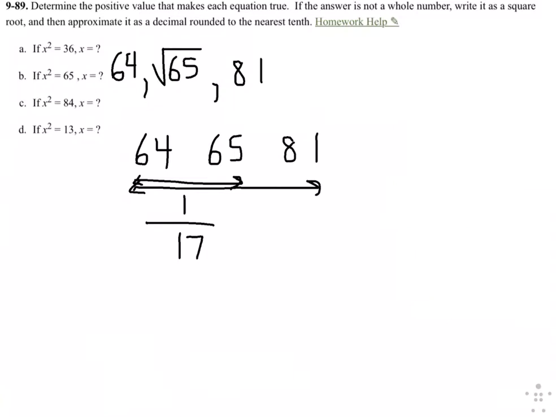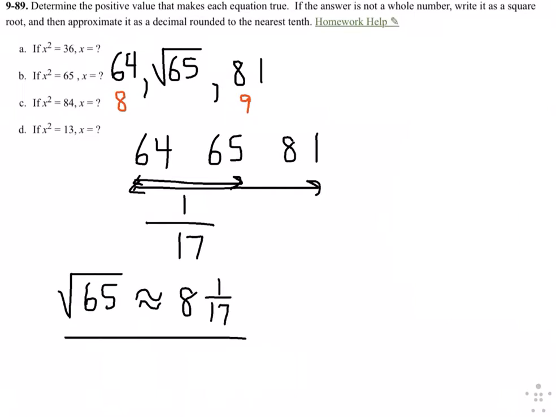So the square root of 64, if I write the square roots here, is 8, and the square root of 81 is 9. So it's 1/17 of the way between 8 and 9. So an approximation for root 65 is approximately 8 and 1/17. It's an approximation. I prefer you to approximate this way versus to the nearest decimal because I feel that this is a little bit more accurate.